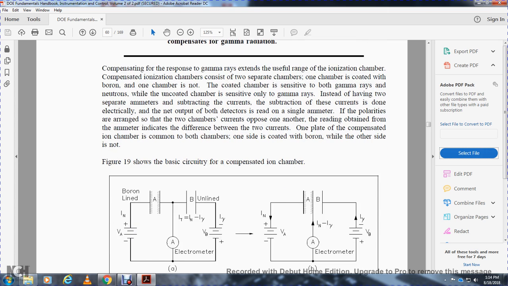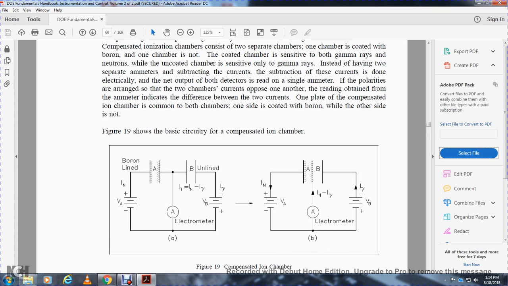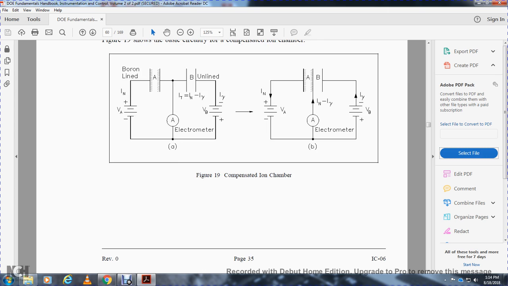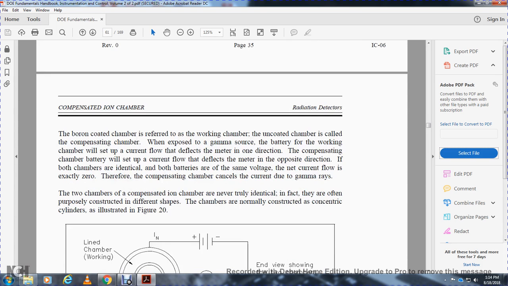Figure 19 shows the basic circuitry of the compensated ion chamber: the battery, the boron-lined chamber, the unlined chamber, and the electrometer. The boron-coated chamber is referred to as the working chamber, and the uncoated chamber is called the compensating chamber. When exposed to gamma, the battery of the working chamber will cause current to flow in one direction. In the compensating chamber, the battery will cause current to flow in the opposite direction.